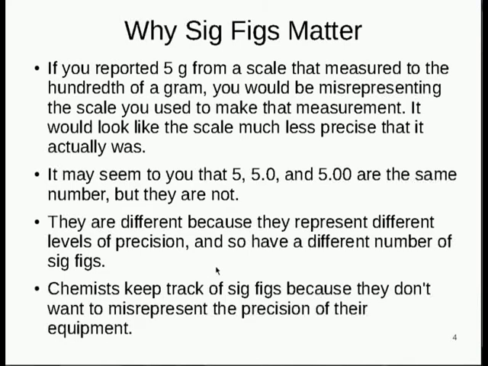So we chemists keep track of sig figs because we don't want to misrepresent the precision of our equipment. When we take a measurement, we're very careful, even if it falls on a 0. If it was 5.00, we're going to write 5.00 down because that really tells us a lot about the instrument that we used. And so we make as precise a measurement as we can, and we make sure that we keep track of our sig figs.